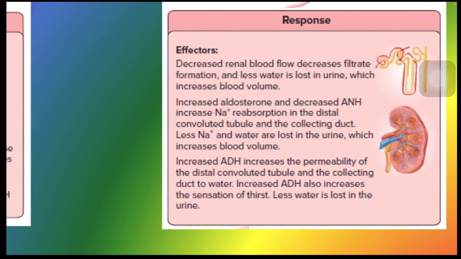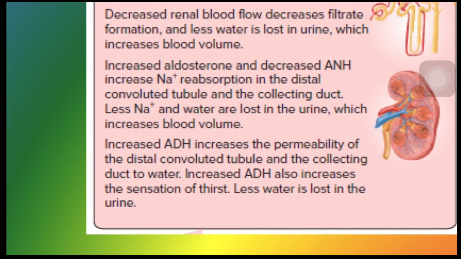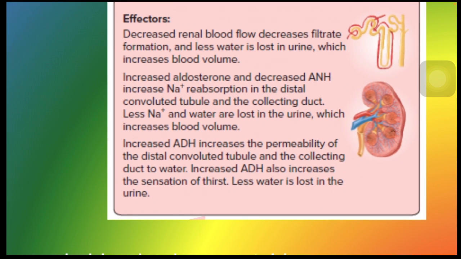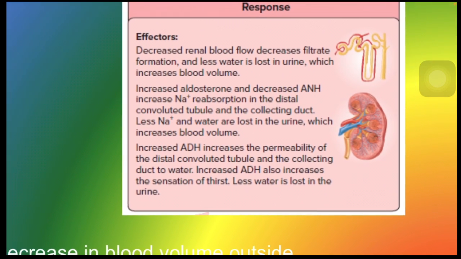Increased aldosterone and decreased ANH increase sodium reabsorption in the distal convoluted tubule and the collecting duct. Less sodium and water are lost in the urine, which increases blood volume. And lastly, increased ADH increases the permeability of the distal convoluted tubule and the collecting duct to water. Increased ADH also increases the sensation of thirst. Less water is lost in the urine.